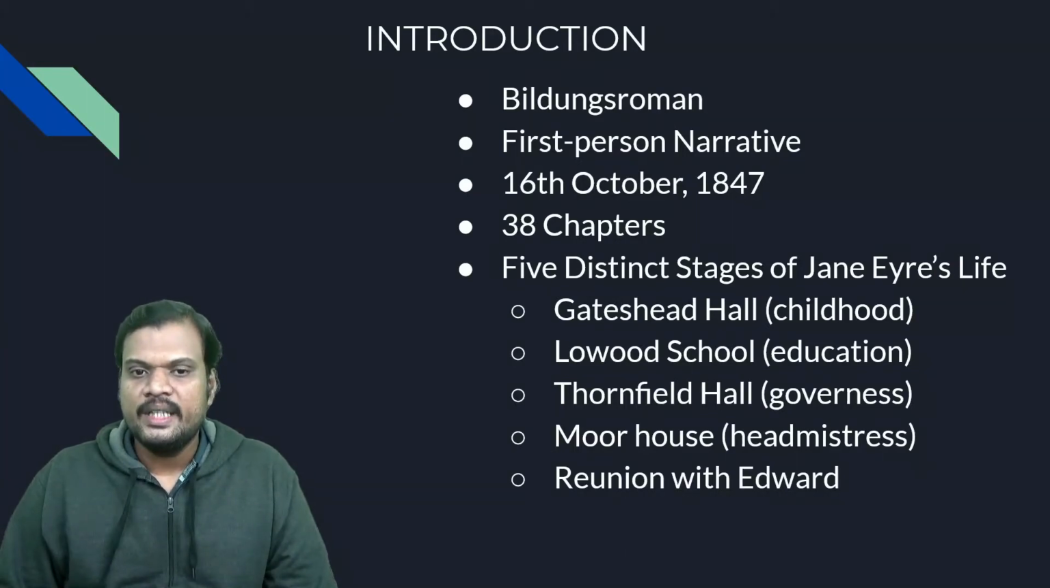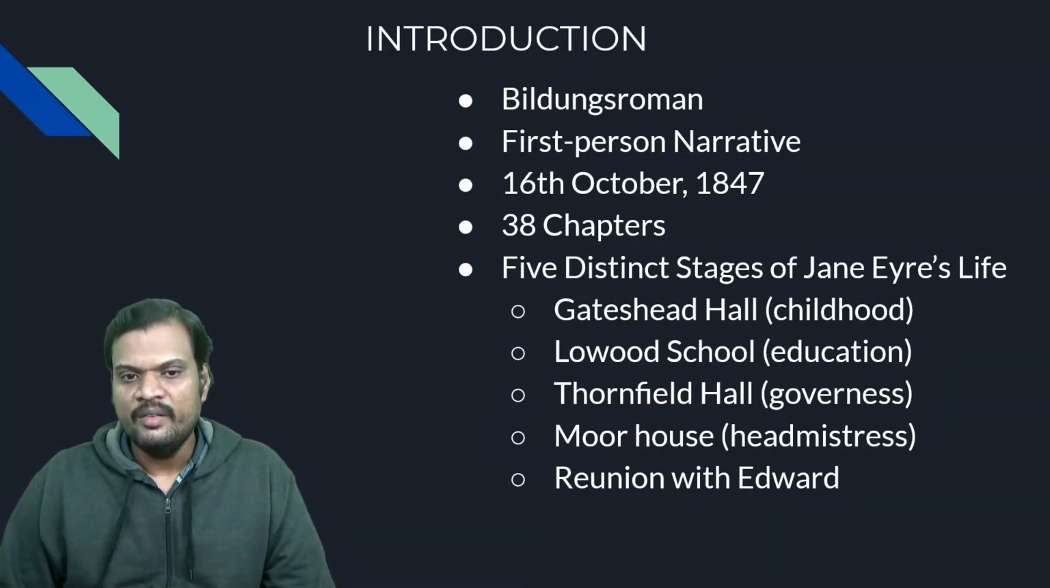The publication date for the novel is October 16, 1847, and it has 38 chapters. It was initially published in 3 volumes, and the 38 chapters were more or less equally divided among the 3 volumes. We see 5 distinct stages of Jane's life in the novel.